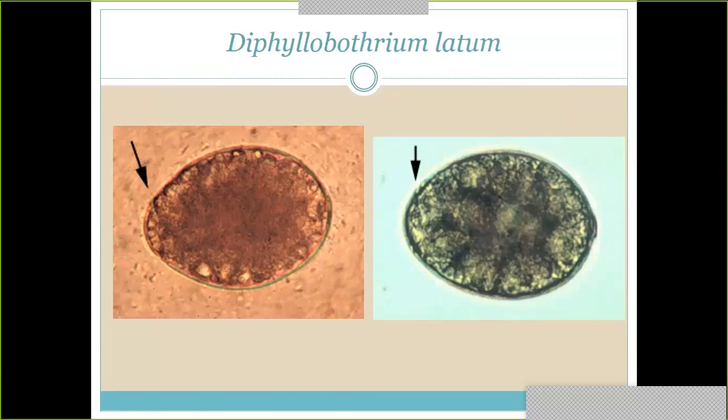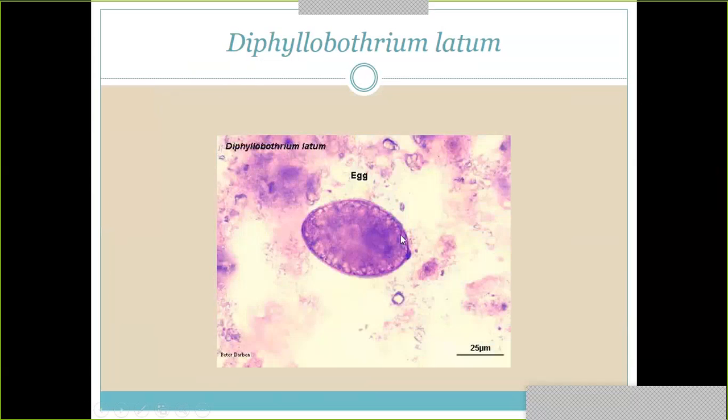If you look at this one, this arrow is pointing to where the operculum lies. I could barely see the line of it. It's right there, and then there is a knob at the other end. That knob is not an obvious knob like the diagram shows. It's a subtle knob. So you do need to know Diphyllobothrium latum. The knob on this one is better. On the right there, you can see the knob much better.